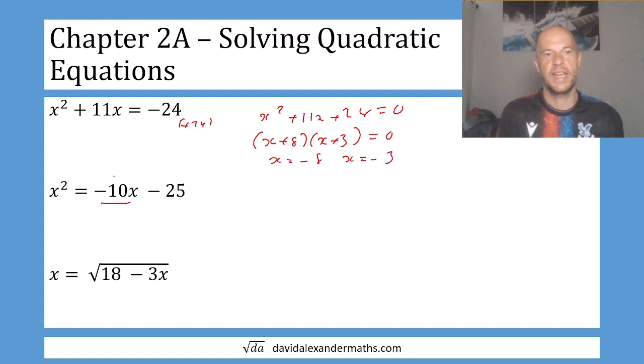With this question here, again, all I'm doing is making it equal 0, so I'll move minus 10x over to the left and minus 25 over to the left, so that it becomes x squared plus 10x plus 25 equals 0.